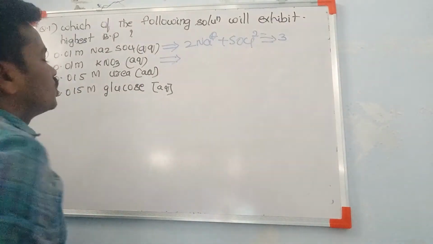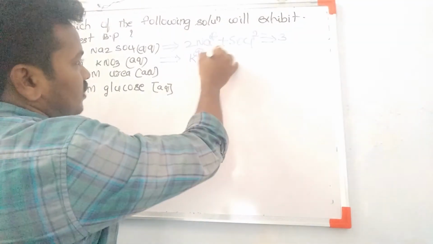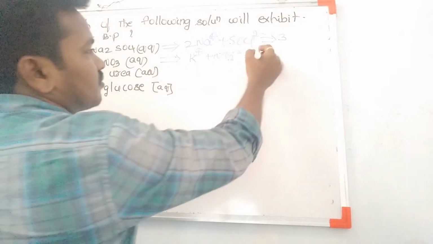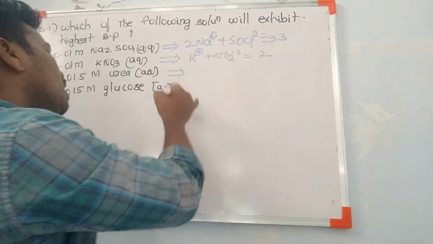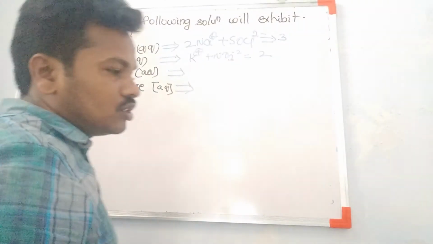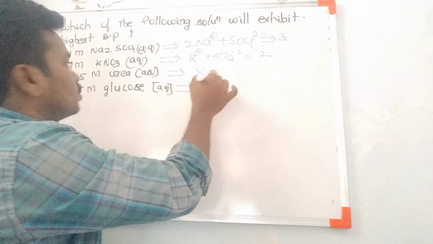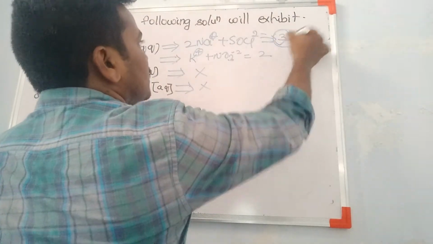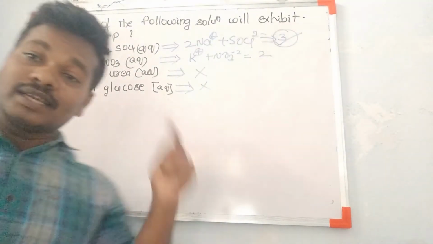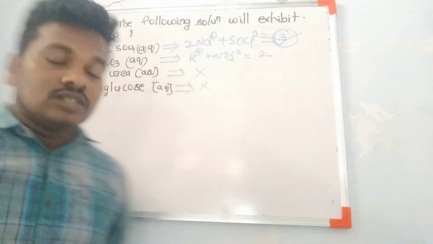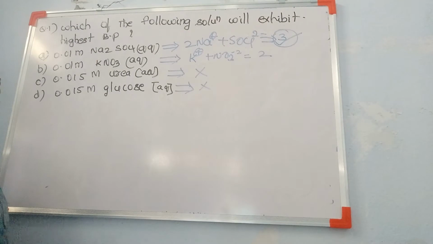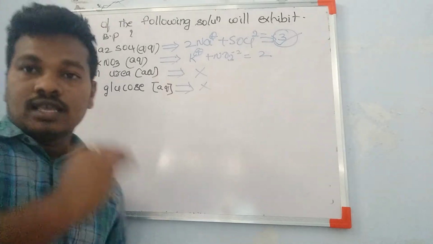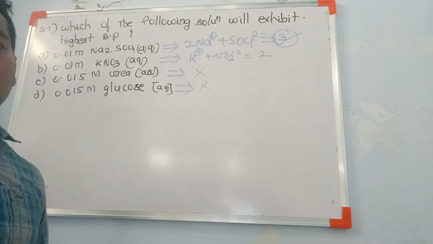What about KNO3? KNO3 dissociates to form K+ and NO3-, so 1 K+ and 1 NO3-, which is 2 particles. What about urea? Urea and glucose are not dissociated at all. So Na2SO4 has the highest number of particles. If the particles are more, the boiling point increases. So the answer is the 0.01 m Na2SO4 aqueous solution, which has the highest boiling point compared to these four.